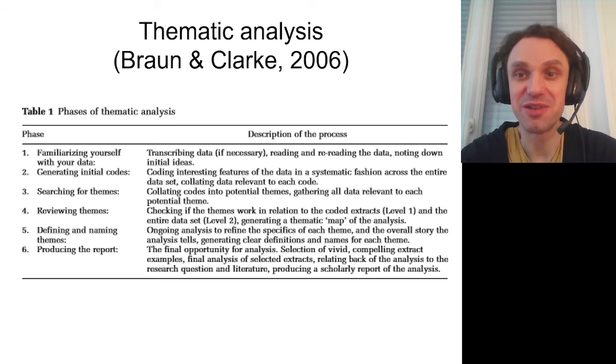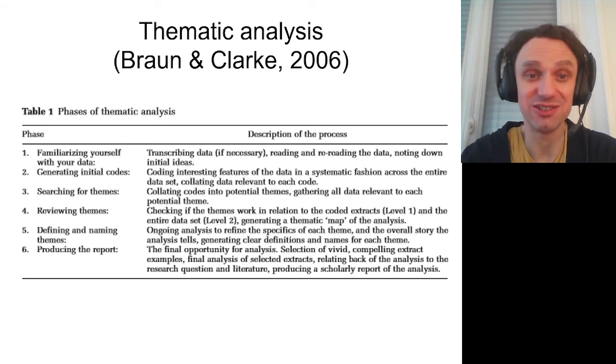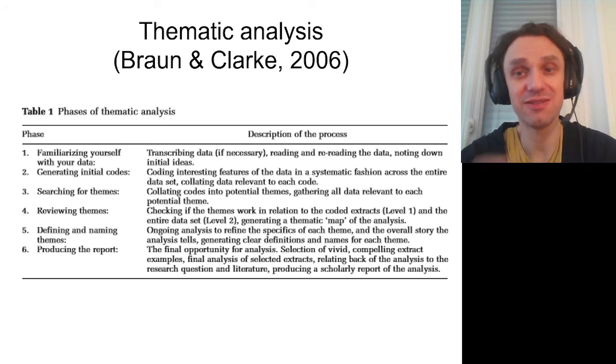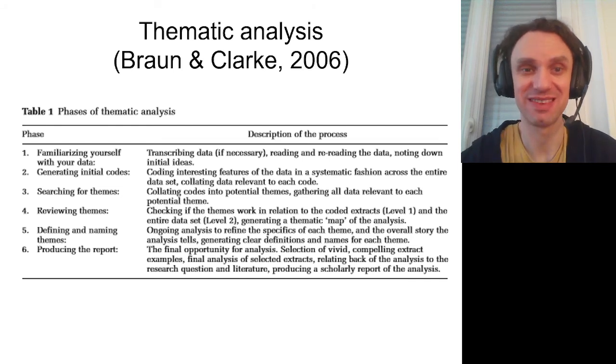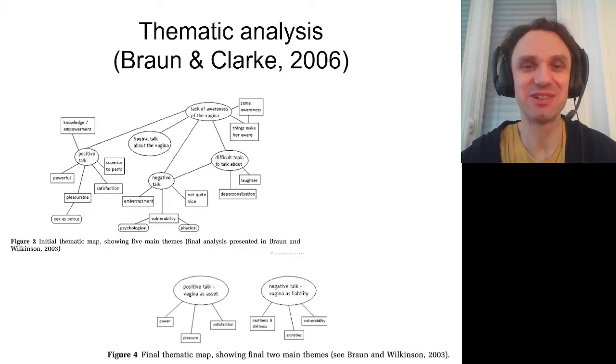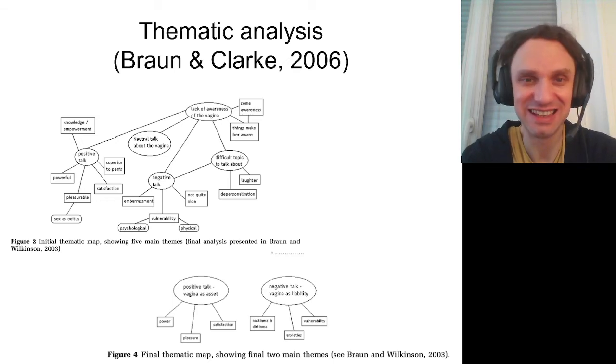First, you familiarize yourself with the data, you read and reread, you maybe note down your initial ideas, then you generate your initial codes, then you reformulate those codes into themes, then you give those themes their final names, and you come up with a report. Essentially it's very similar, as you can see, and the difference from IPA is that they propose to present this report in terms of a tree of themes.